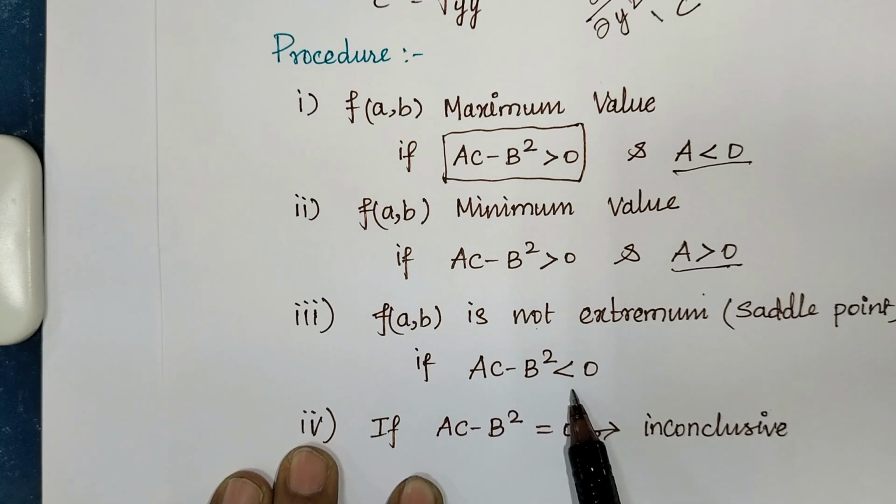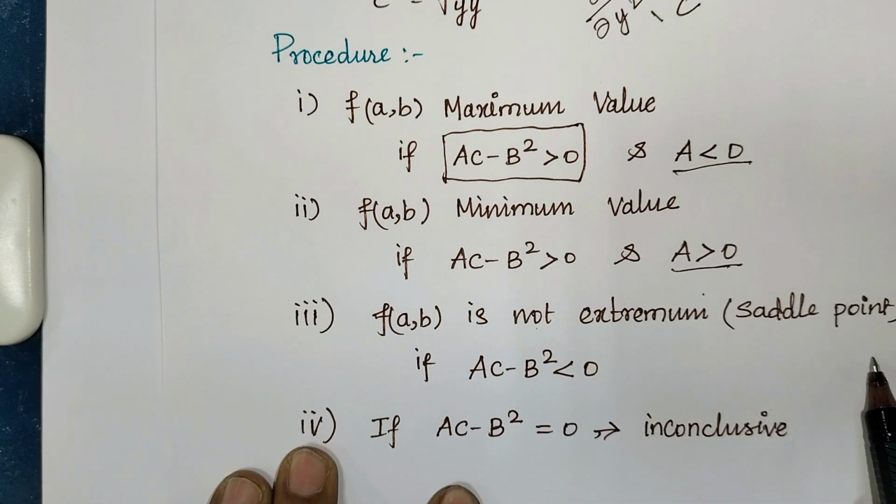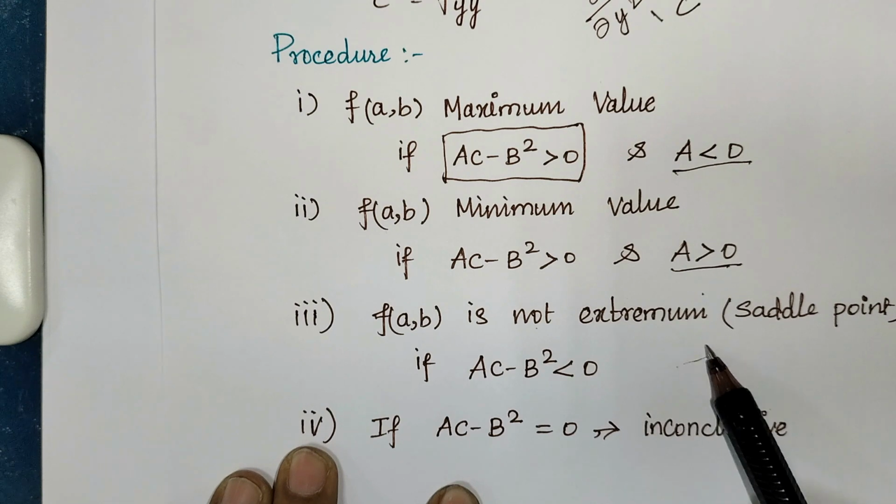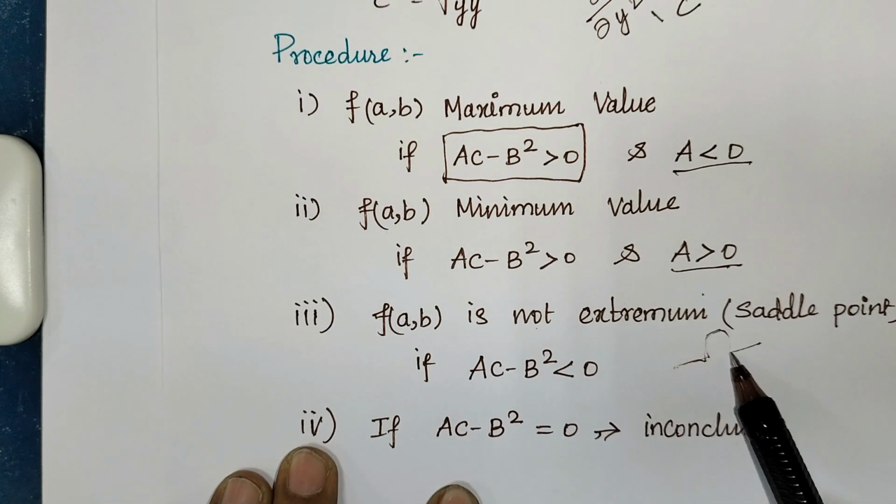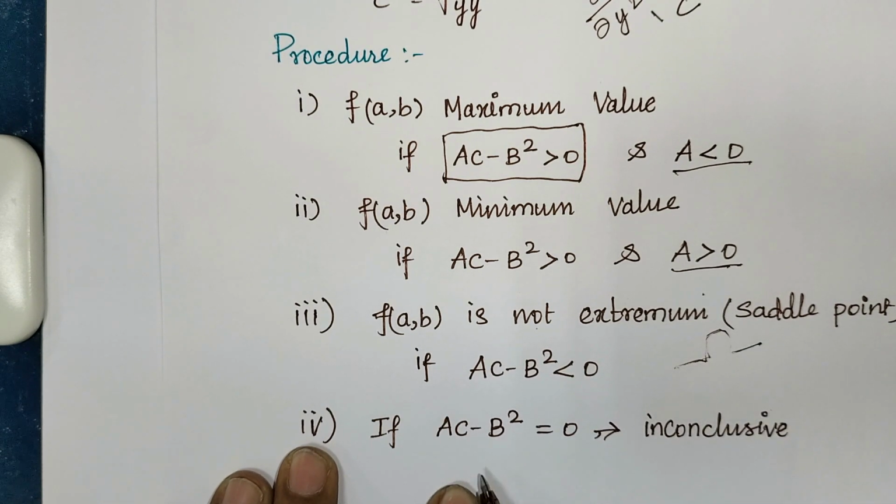ac minus b square less than 0 is called a saddle point. When you draw the curve you will get it like this. This is called a saddle point. And ac minus b square equal to 0 means it is inconclusive. We cannot conclude whether it is maximum or minimum. There is no value.